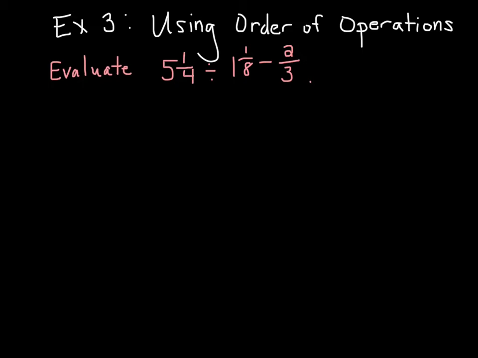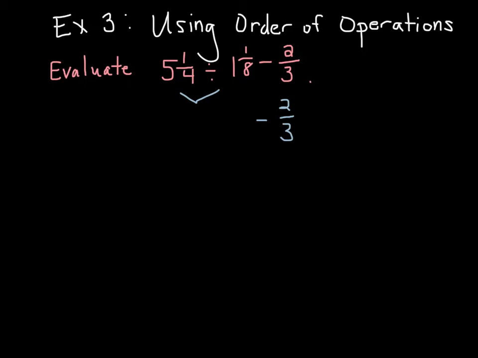Example 3 is using order of operations, and it's, again, just like we did in the last couple of sections, where we're just looking for which operation we need to do first. So we can see we've got division and subtraction, and we know our order of operations tells us we've got to do this one first. And then we'll just drop this one right down here because we're going to get to it later.